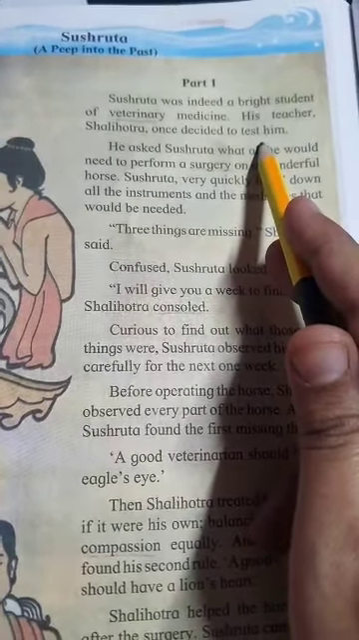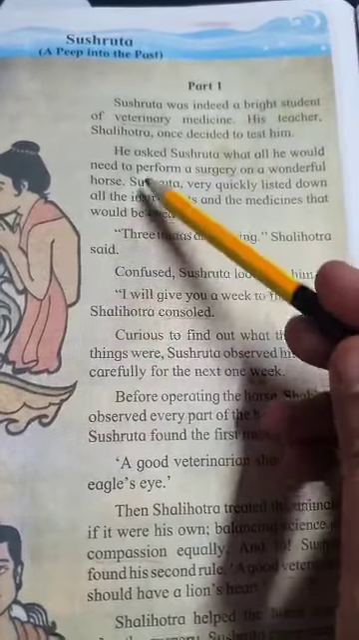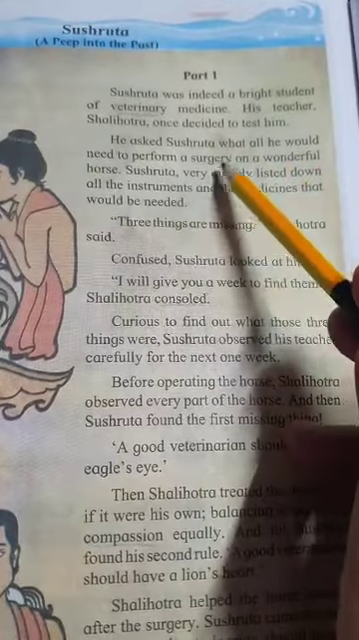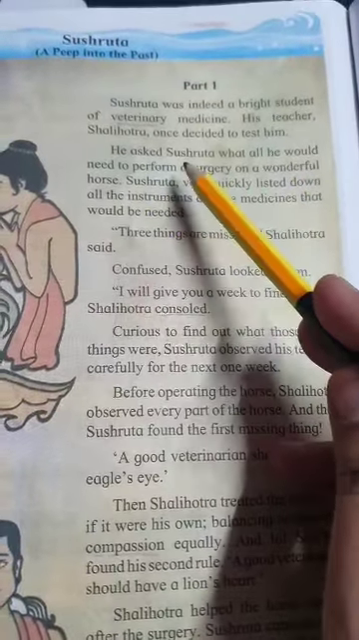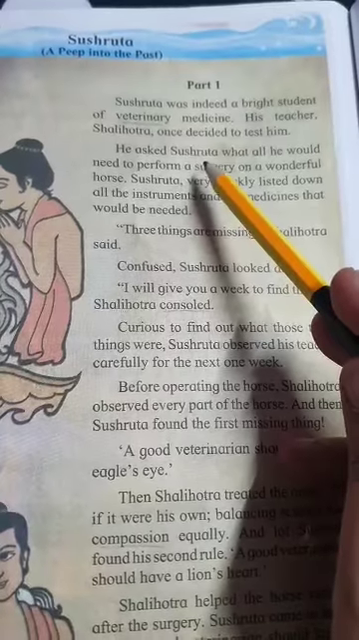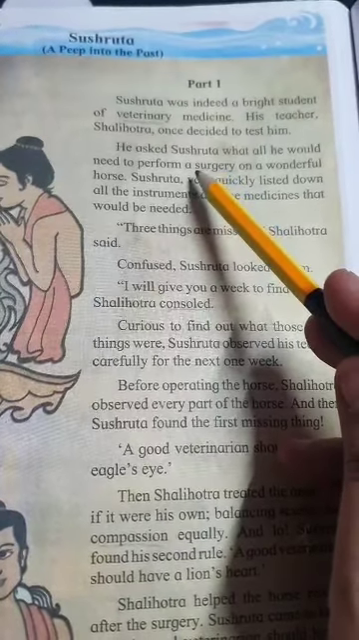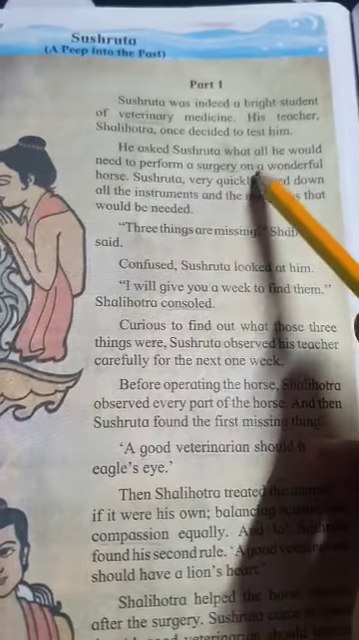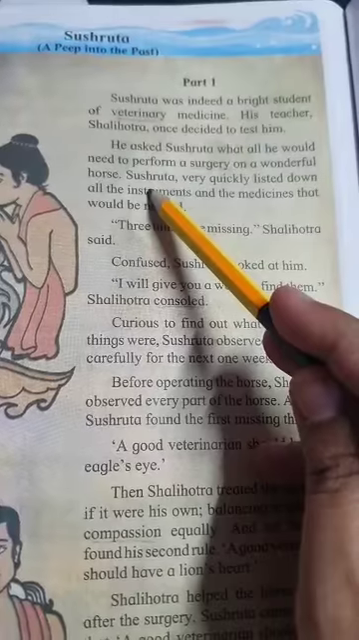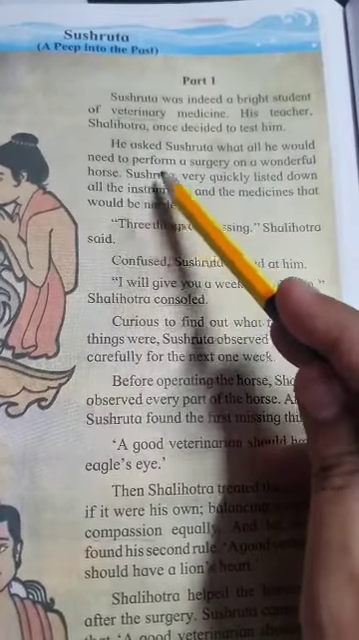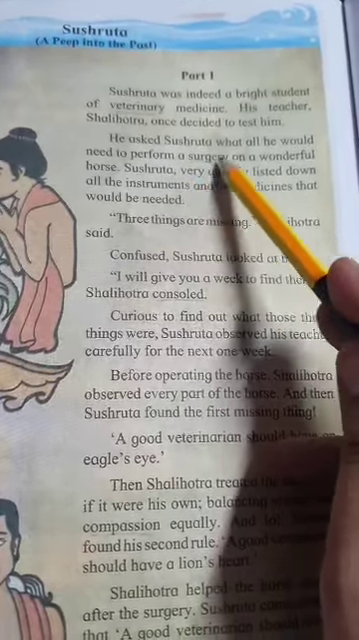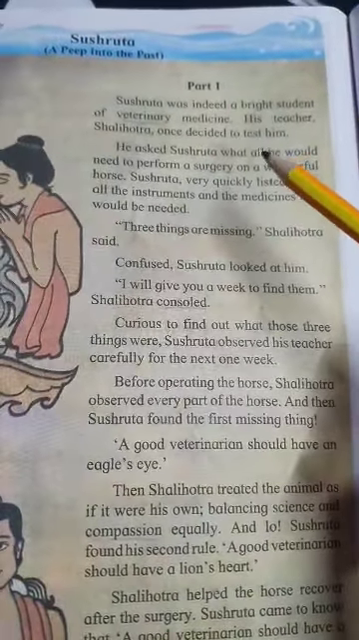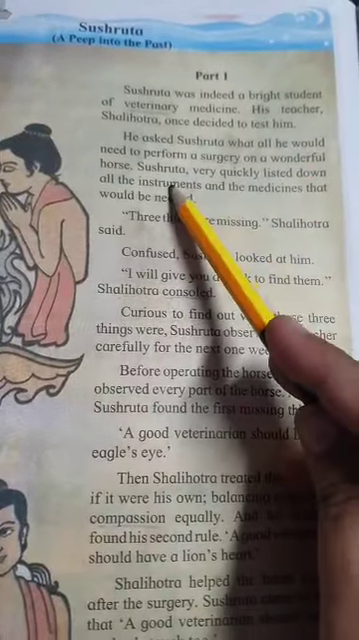His teacher decided to test this bright student. He asked Sushruta what all he would need to perform a surgery on a wonderful horse. So the teacher asked the student: if you want to do a surgery on a beautiful horse, what will you need?